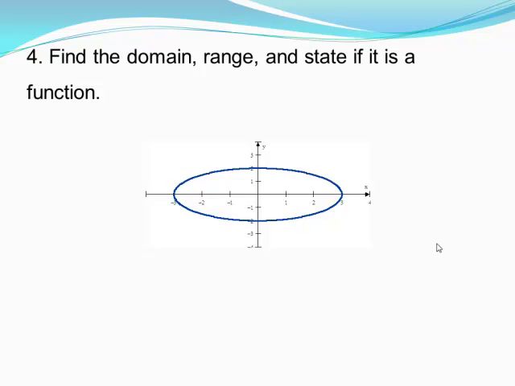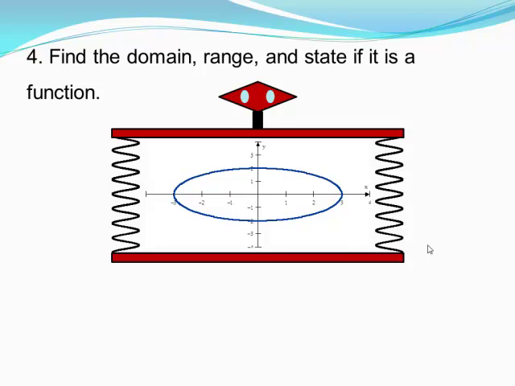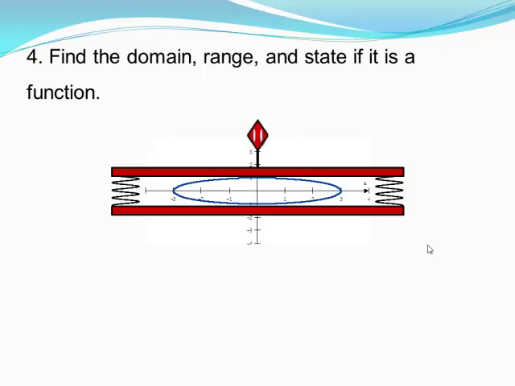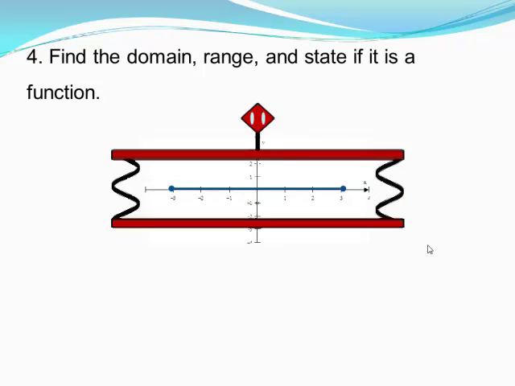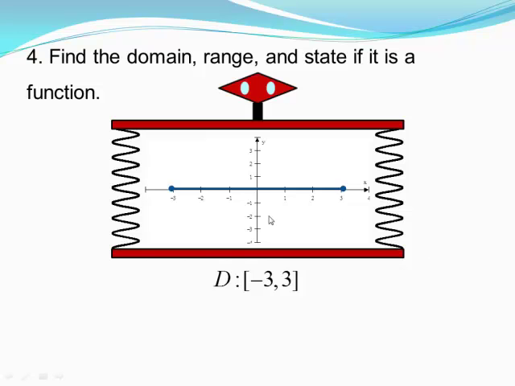Okay, now in this example, we need to find its domain and its range and state whether or not it's a function. So let's crush this. Okay, so as we crush it onto the x-axis, we see that our domain is negative 3 to 3.